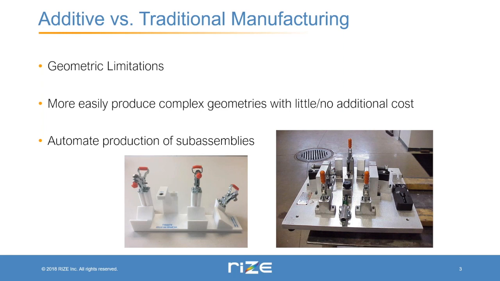So one of the benefits of additive manufacturing is not only is it easier to produce these complex geometries, but it adds very little or no additional cost because it will essentially just add the amount of cost that it takes to print the one assembly rather than printing separate pieces. And finally, by printing with additive manufacturing, you are able to automate the production of the sub-assemblies that you are consolidating rather than manufacturing each piece separately and piecing it together.